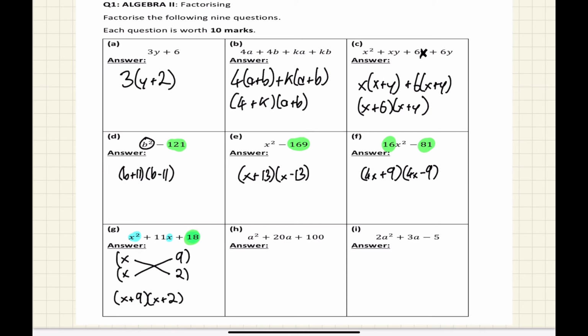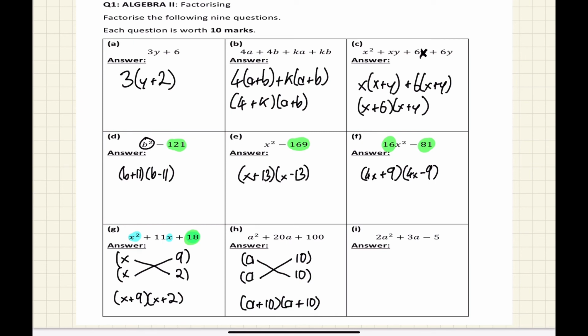Okay, so part H. This time a is our variable, so a and a, which will give me a squared, big X like this. I need factors of 100 that add to give me 20. That's going to be 10 and 10. So give those their own brackets, and you get a plus 10 multiplied by a plus 10.